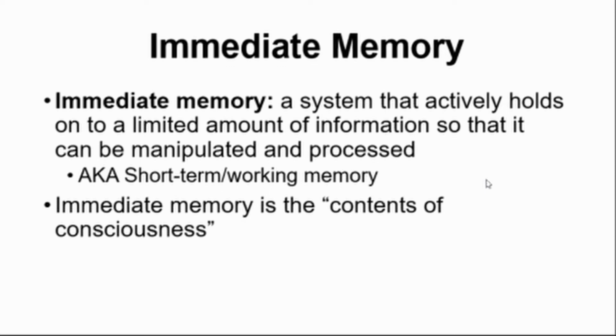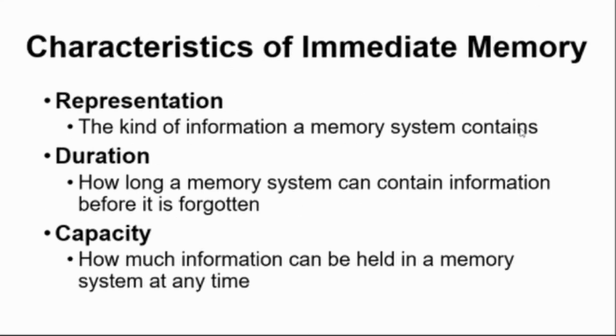And we can think of our immediate memory as the contents of our consciousness. So again, back to the consciousness chapter, where we would talk about our consciousness, our pre-conscious, our unconscious. So this is the stuff that we are actively thinking of in the moment. And so we can talk about three different characteristics of our immediate memory. Representation is looking at what kind of information our system is holding on to. We can look at the duration, how long we can hold on to that information before we forget it. And then capacity, which is how much we can hold at any one time.